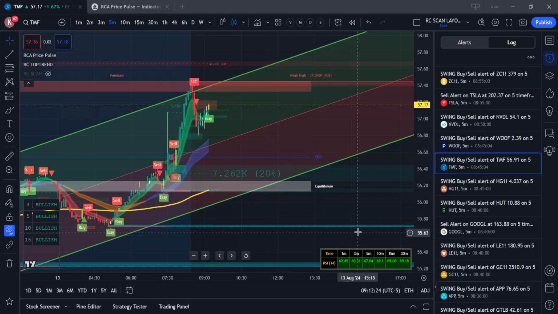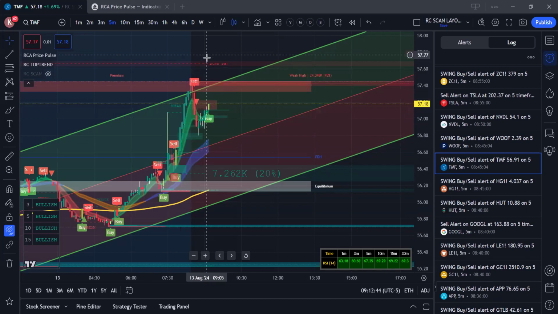You look at TMF, your RSI is completely green in all time frames. Your trend is completely bullish. It went all the way to the top. Did a pullback. Your day trading cloud is green. Your swing cloud is green. And we got a buy signal.